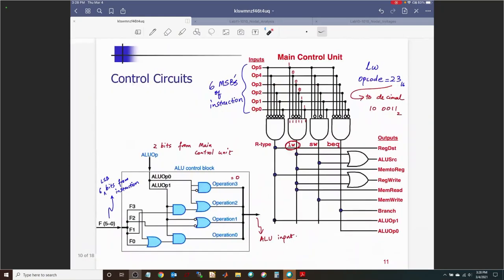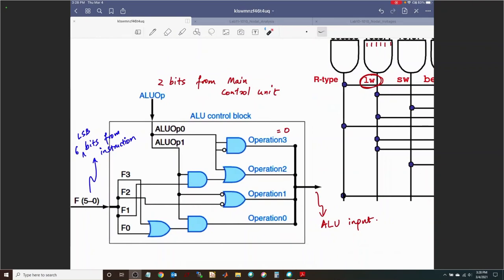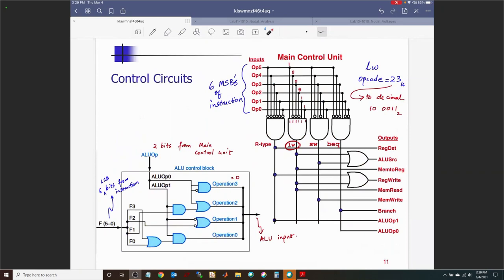Let's see. For example, for operation 2, which is the next most significant bit of ALU input, it is going to be 1 if ALU op is 1, or if F1, which is the bit location 1 of the function field, and ALU 1 is 1. And if you look back at your truth table, it will satisfy. So that's how your ALU control block is determined, based on the truth table in which you have 2 inputs for ALU op, 6 inputs for function field, and then you will get 4 bits of ALU input.